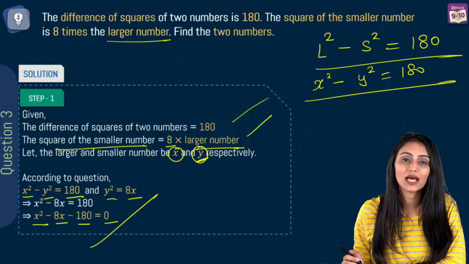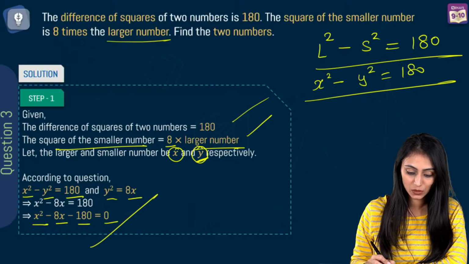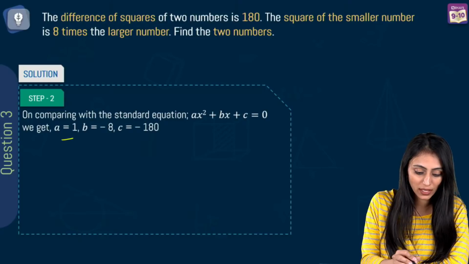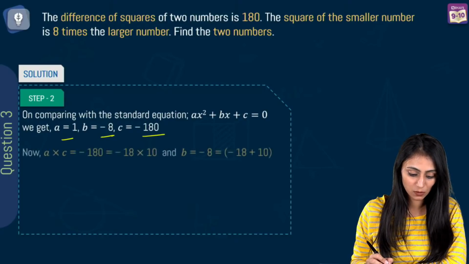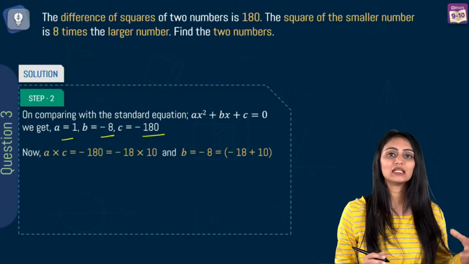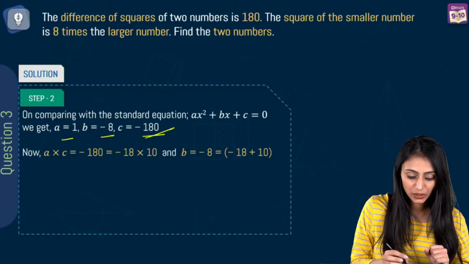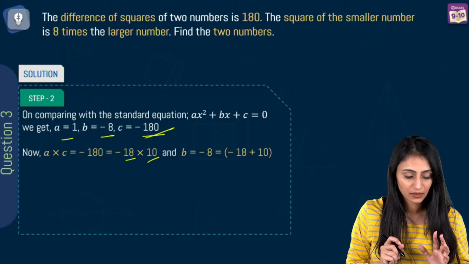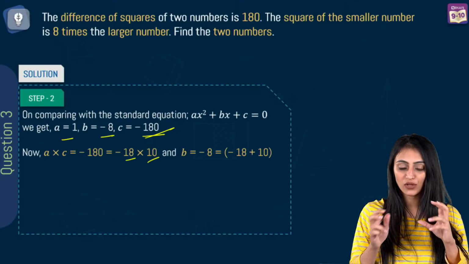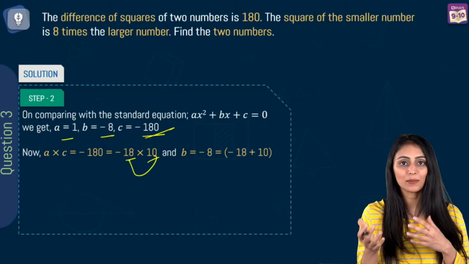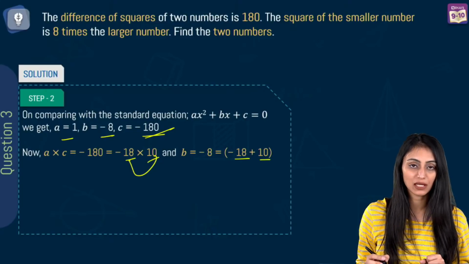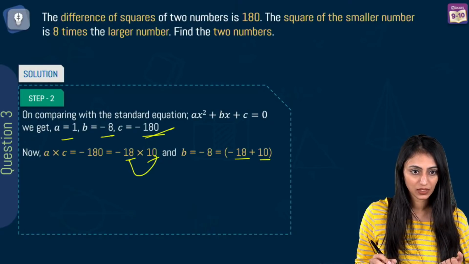Now I just have to do middle term splitting to get the values of x. Let's compare it with the standard quadratic equation. So a would be 1, b would be minus 8, and c would be minus 180. We take the factors of the constant term. 180 can be written as 18 times 10. There is a negative sign, so I'm putting a negative sign over here. We take this pair and add or subtract them in such a way that we get minus 8. So we have minus 18 plus 10, and we will get minus 8.